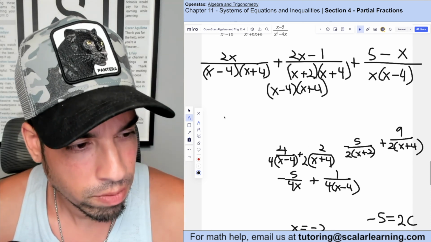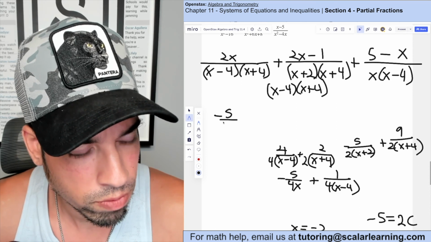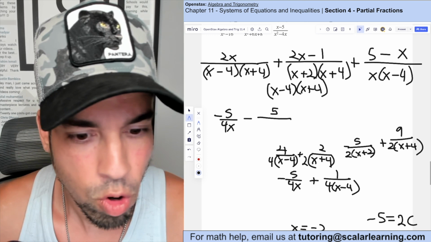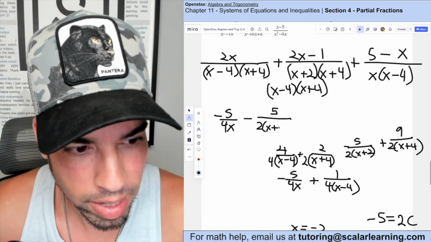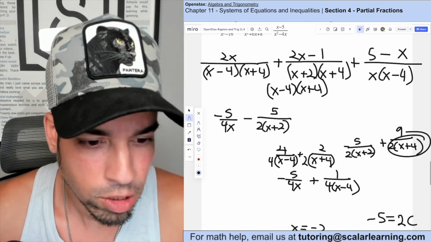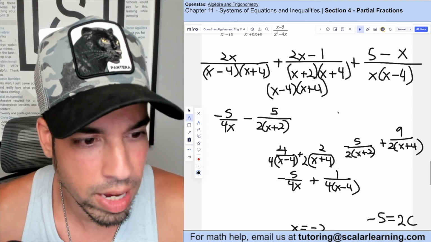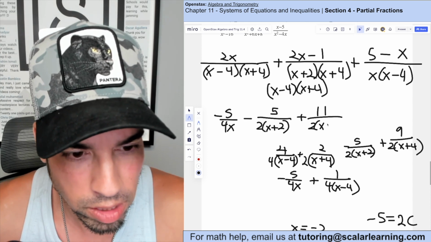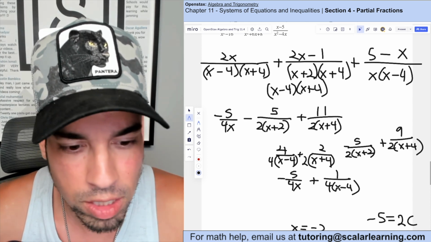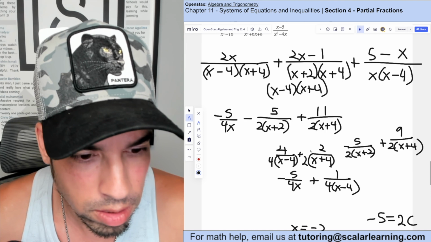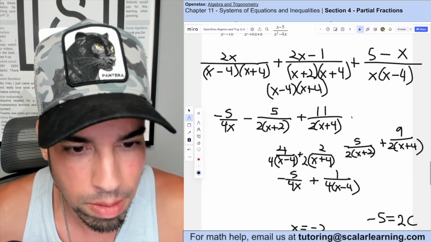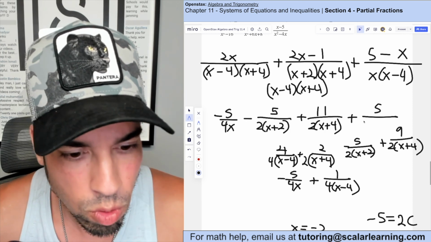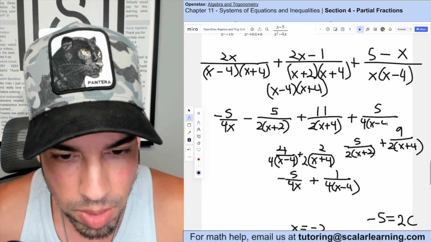Now let's combine everything. First, I have -5 over 4x, which can't combine with anything. Then I have the -5 over 2 times x plus 2. That can't combine with anything. Then I have the x plus 4: 9 plus 2 is positive 11 over 2 times x plus 4. And then last but not least, we have the 1 and the 4 over 4 times x minus 4. So you add those together, and we get 5 over 4 times x minus 4.